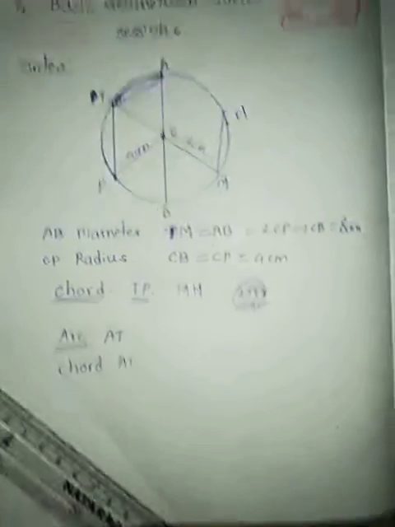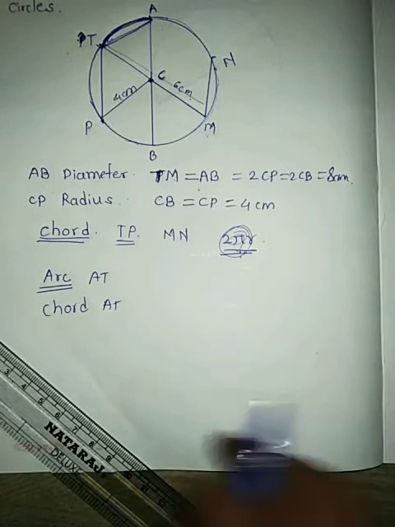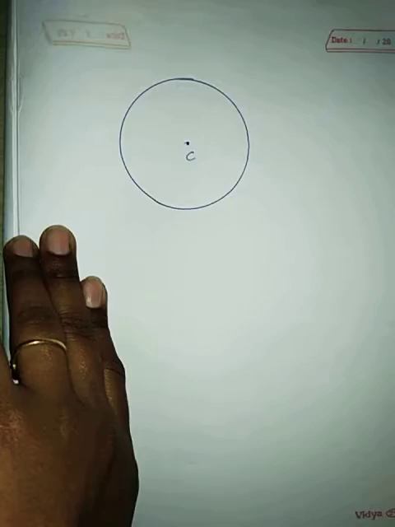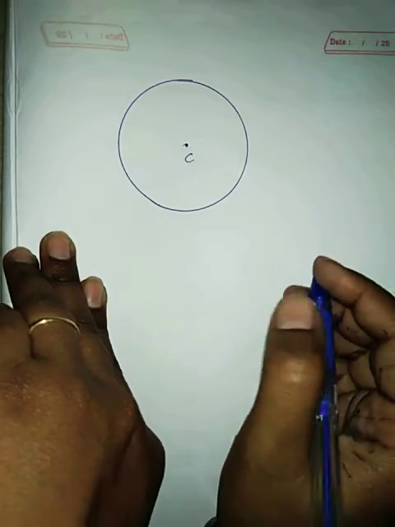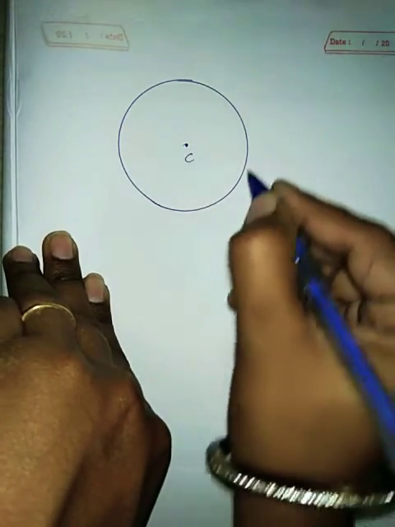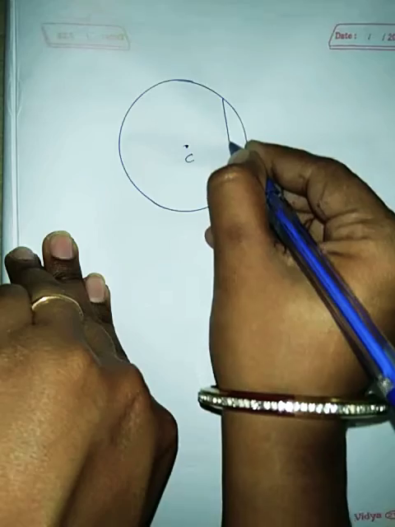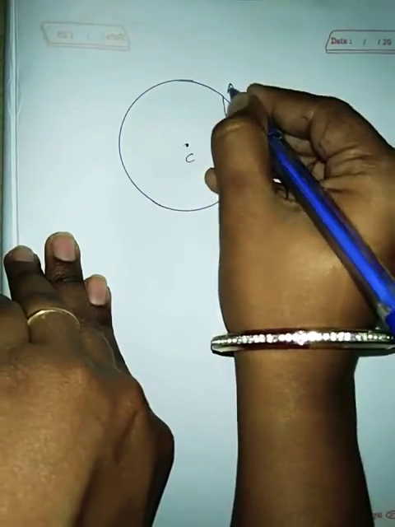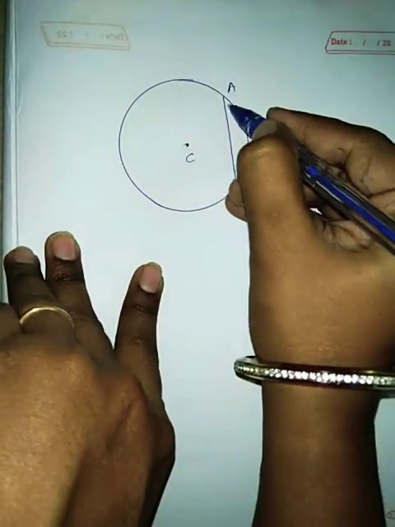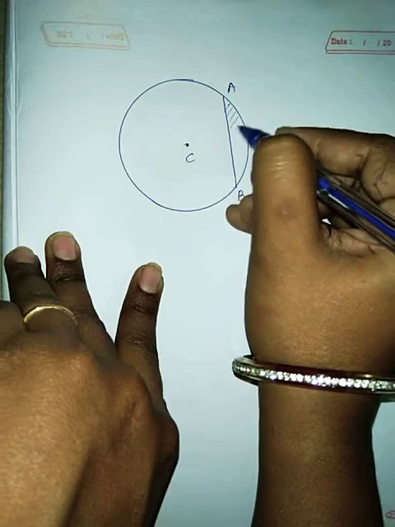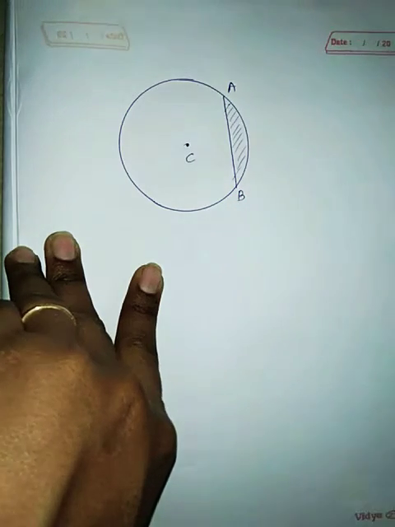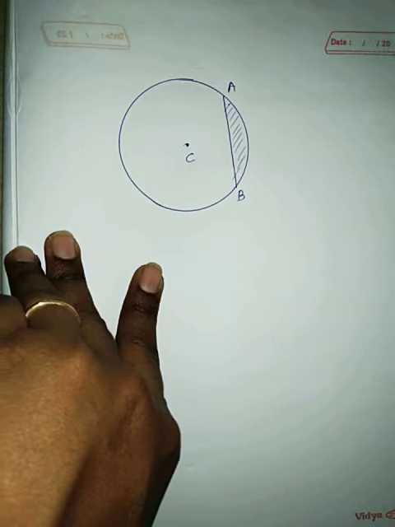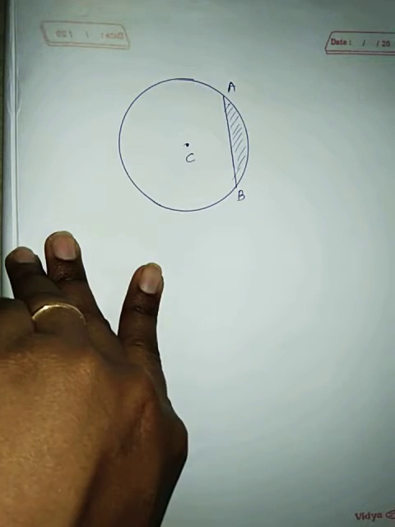Then the next thing is, this is another circle with the center C. Now this is the chord, suppose AB, then the portion between the chord and the circle is called a segment. This is called a segment.